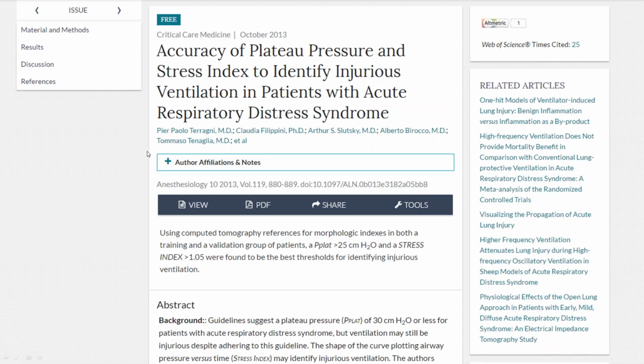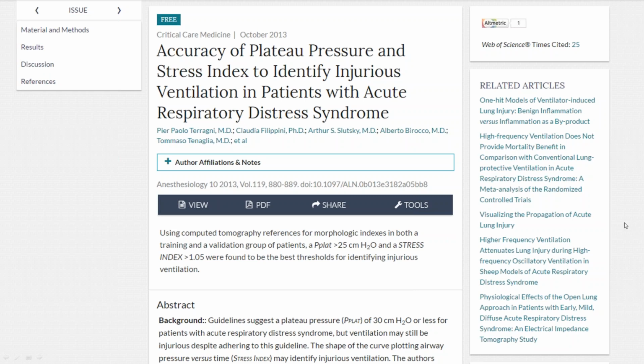I think this group, in this journal in 2013, looked at about 100 patients over the course of 5 years and saw that it may be better to use volume control and ventilate to a stress index versus just solely a plateau pressure, because they didn't really correlate completely. But it hasn't been validated or randomized or explored any further yet. So that's just one option you have.